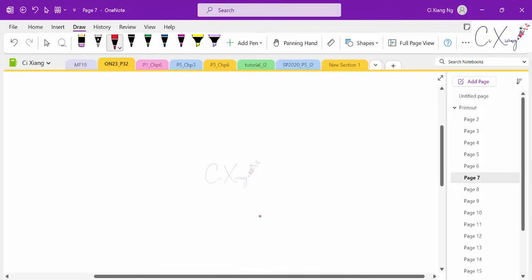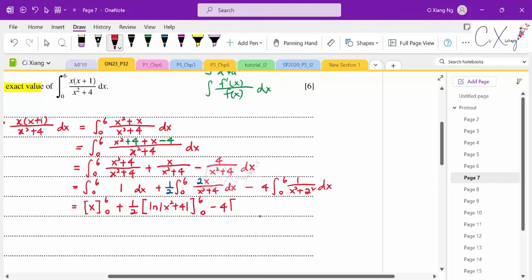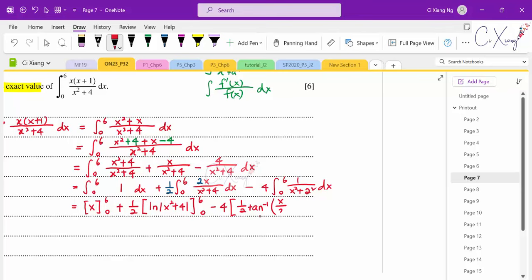So when I integrate back to this part, I'm having 1 over a, which is 1 over 2, then tangent inverse x over a, which is x over 2. Then you substitute in the value 6 and also 0. Okay, then substitute the value inside. So 6 minus 0 plus half. Then you're having 6 squared, 36 plus 4, ln 40. Then minus ln 4.